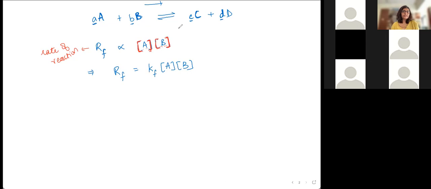Similarly, if I look at the backward reaction, which is in this direction, then the reactants become C and D. So the rate of the backward reaction is equal to Kb into concentration of C into concentration of D.